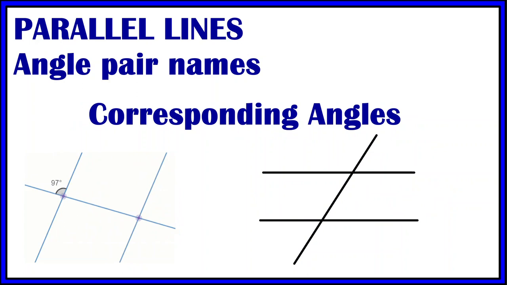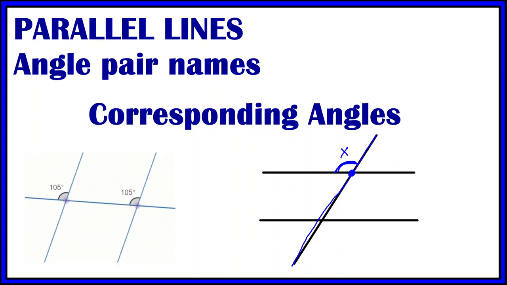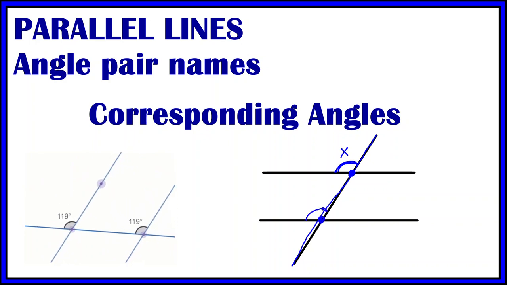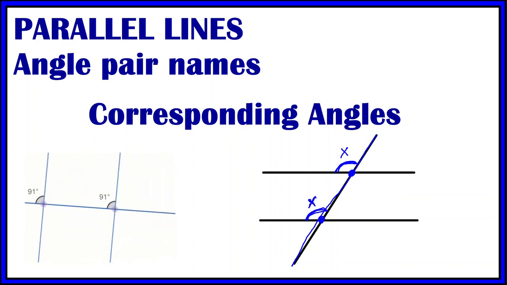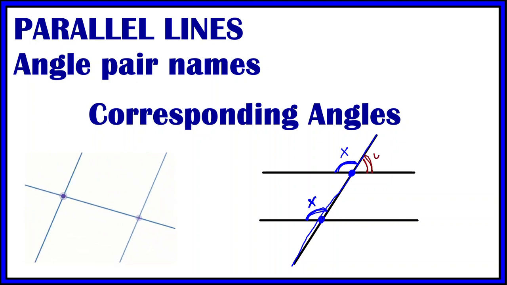Corresponding means they're going to be on the same side, facing the same direction. So again, I'm going to follow my transversal, and I'm going to choose one angle. We'll name him X again. I can see that he's at this intersection. So then the corresponding angle in the other intersection would also be in the top left corner. Right? So X to X, Y to Y.